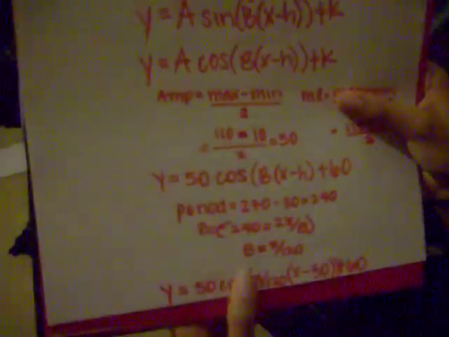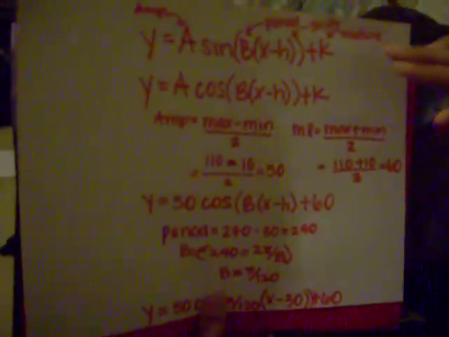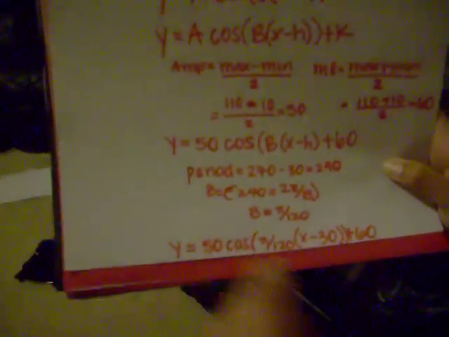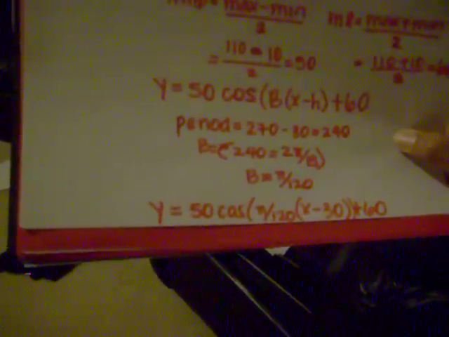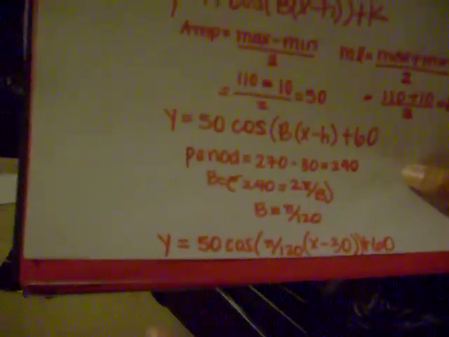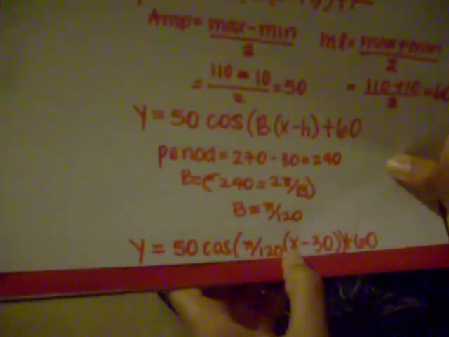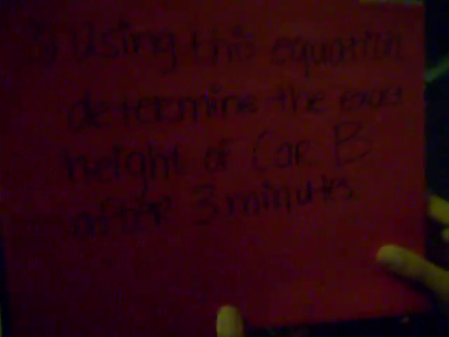Number 2, determine the sinusoidal equation which models this situation. So here are our 2 formulas for the sine and cosine. As you can see, once you find the amplitude and the midline, you will be able to solve for the equation. So the equation will end up being 50 times the cosine of pi over 120 times x minus 30, plus 60.